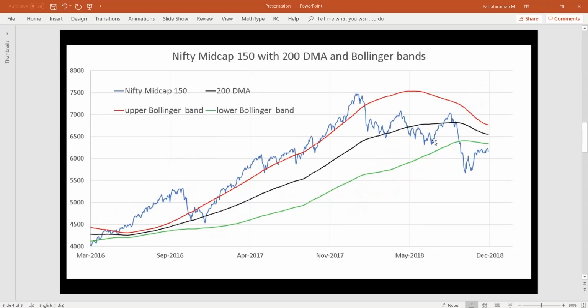So this is the zoomed up last few months trend. You can see that the volatility was high in May, and then it has come down in December. The price is tending downwards, and the 200 DMA is tending downwards, and the actual price is below the lower Bollinger Band. It could go down further. That's what this chart tells you, but you need to use other indicators.